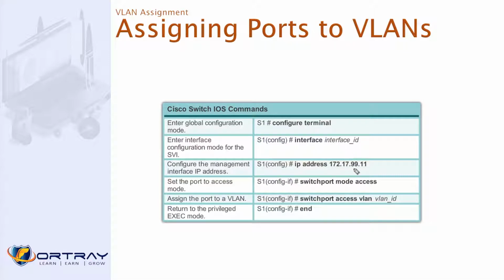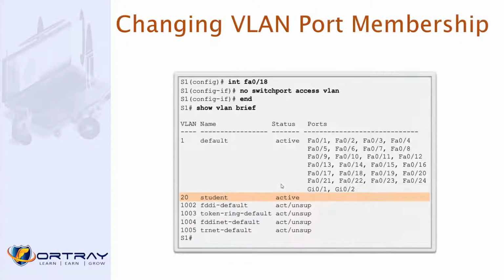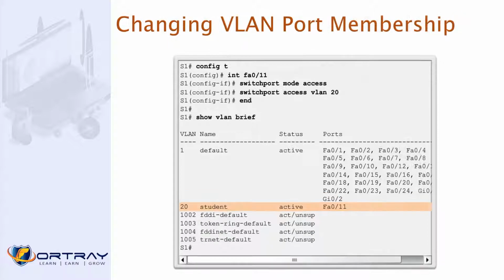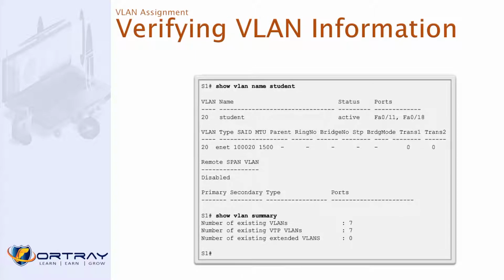So this is the switch port, and then you say switchport access VLAN 1, VLAN 10, and so on. Here you can see the configuration: interface F0/18, switchport mode access, switchport access VLAN 20. These two can talk to each other. To change membership, use no switchport access VLAN. And if you want to delete the VLAN, you say no VLAN 20, for example.